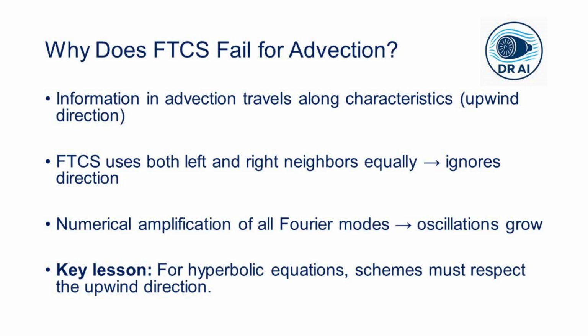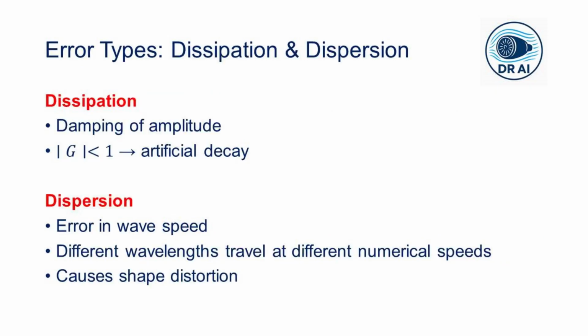So the result is that this scheme introduces a negative dissipation, anti-diffusion, that amplifies short waves. This is confirmed by the amplification factor magnitude exceeding 1. So even when the scheme is stable, we still need to understand how it distorts the solution. There are two main types of numerical errors. One is the dissipation and the second one is the dispersion.